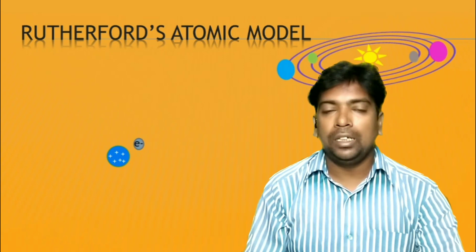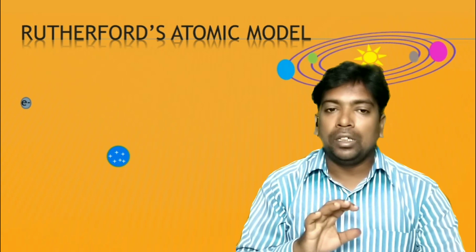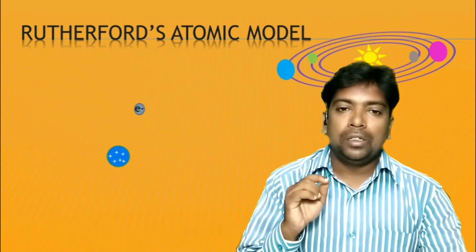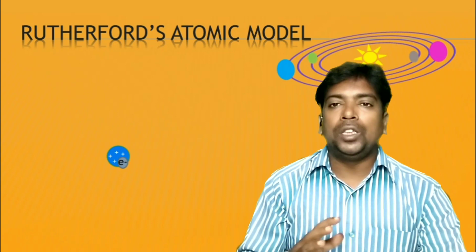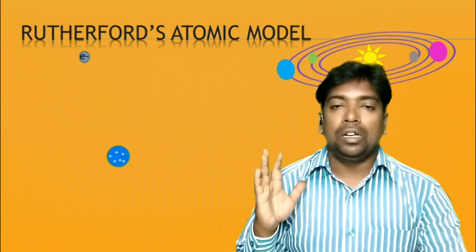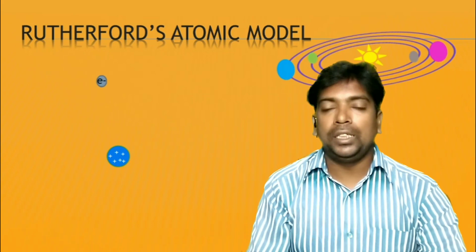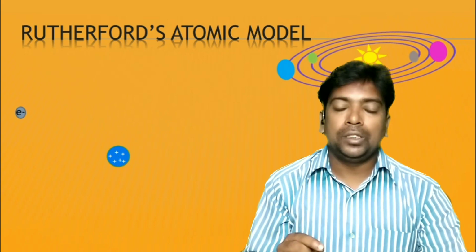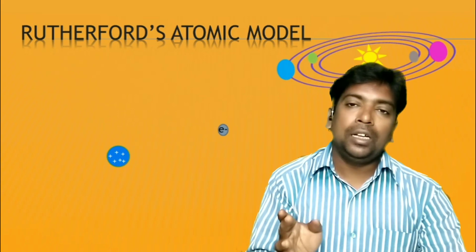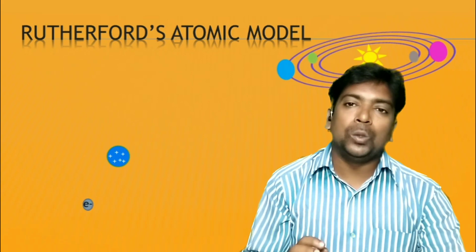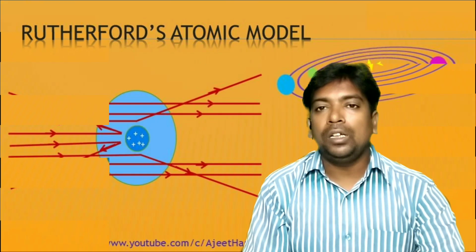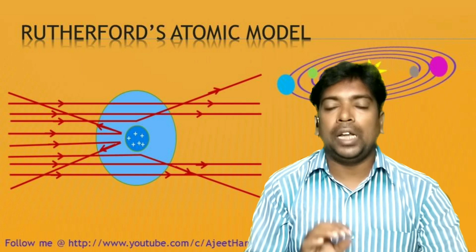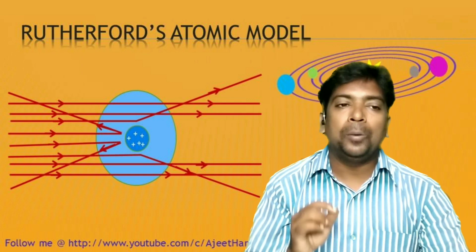You can see on the screen the model that Rutherford proposed, in which he compared the atomic model with the solar system. If we use this for stability, you can see the electron revolving around the nucleus, and by losing energy it comes closer and closer, and finally it falls into the nucleus and the whole system collapses. So this model could not explain the stability of the atom.